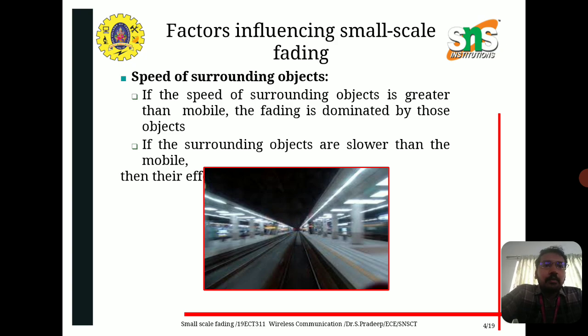Speed of surrounding objects. If the speed of surrounding objects is greater than the mobile, the fading is dominated by those objects. If the surrounding objects are slower than the mobile.